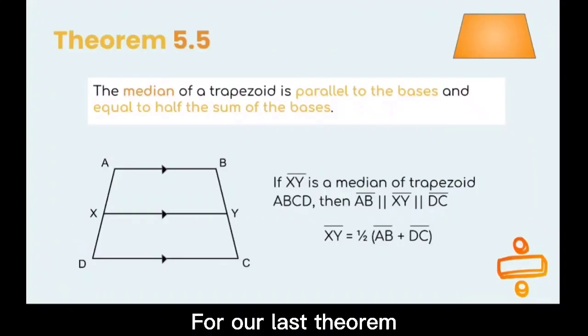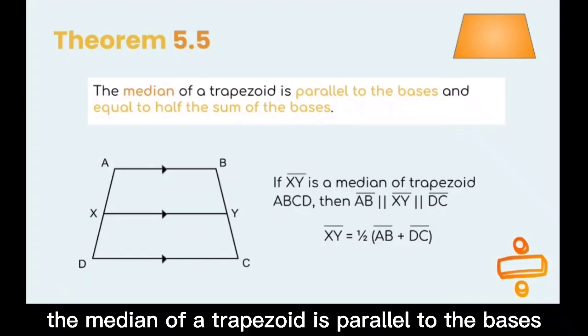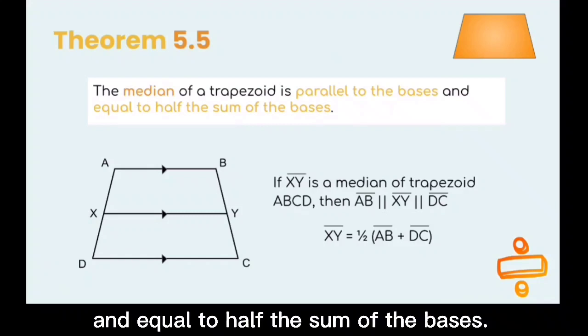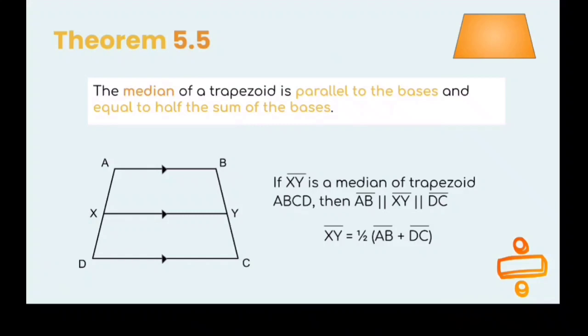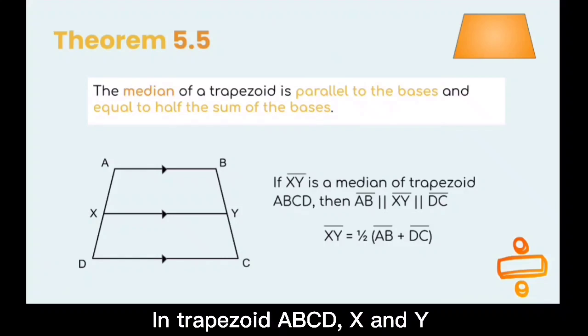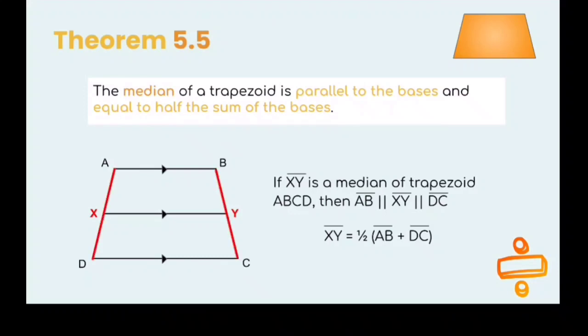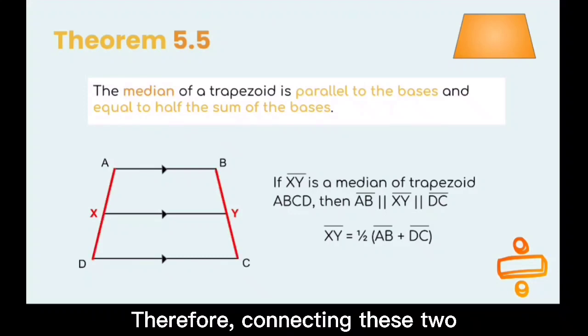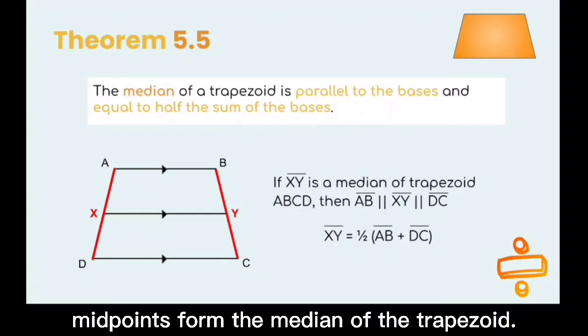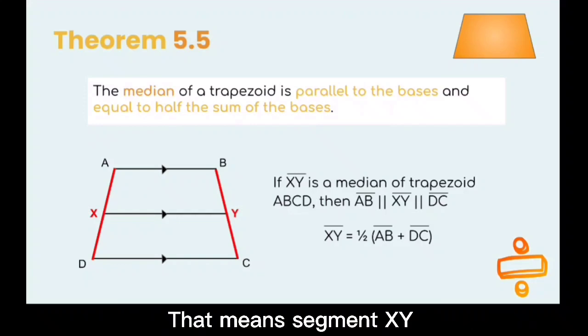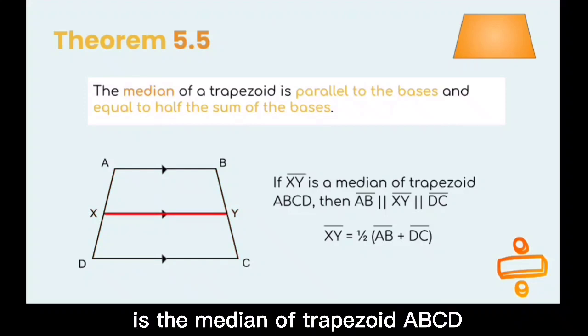For our last theorem, Theorem 5.5. The median of a trapezoid is parallel to the bases and equal to half the sum of the bases. In trapezoid ABCD, X and Y are the midpoints of legs AD and BC. Therefore, connecting these two midpoints forms the median of the trapezoid. That means segment XY is the median of trapezoid ABCD.